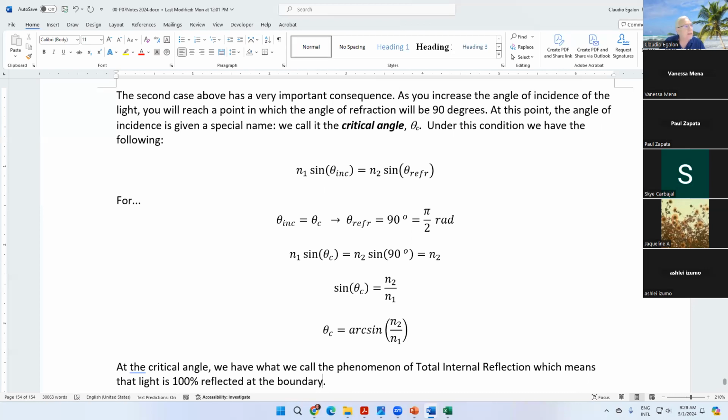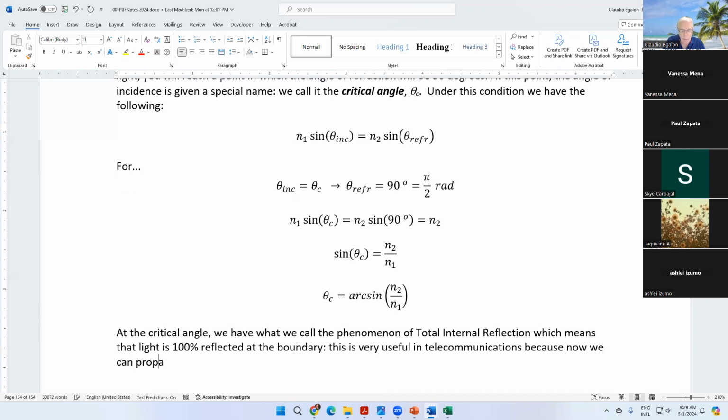This is very useful in telecommunications. Okay, because now we can propagate light throughout very long lengths of material. Okay, and I'm going to show you here as well.